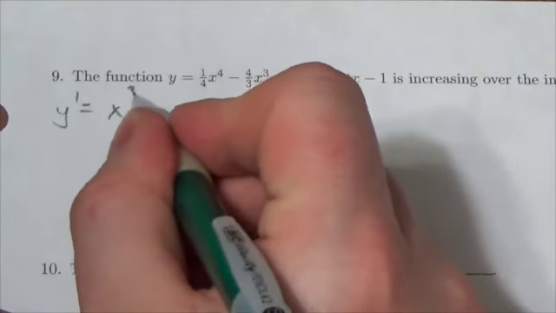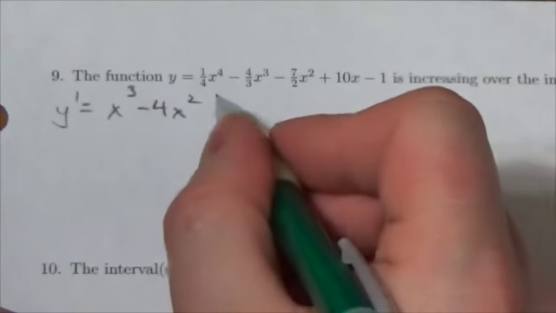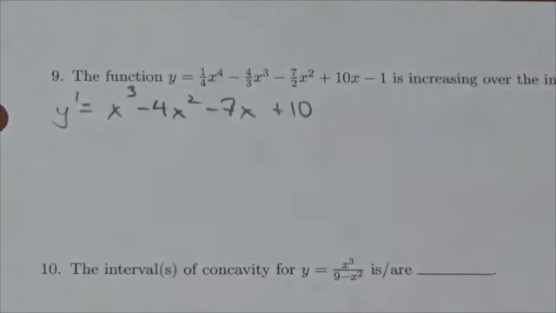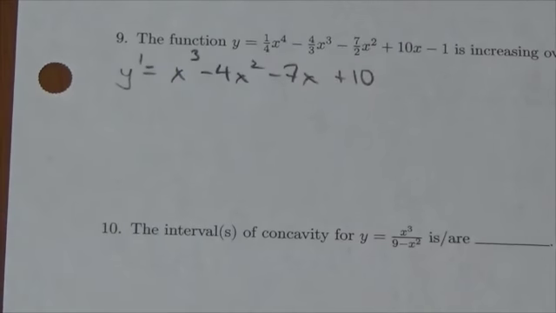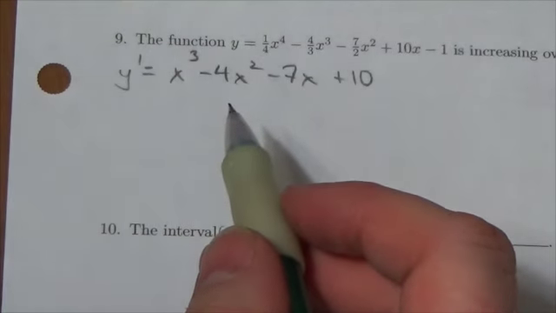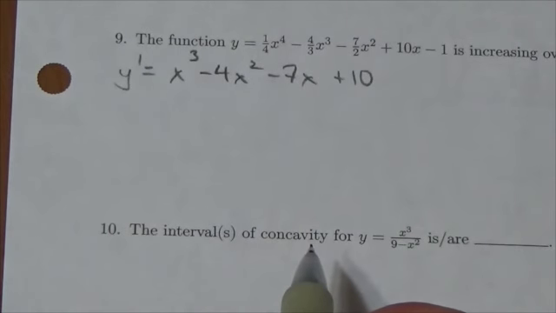That's going to give us x cubed minus 4x squared minus 7x plus 10. And we want to know what intervals that's increasing over. Oh my gosh, look at that. What a jerk I am, because man alive, that's a cubic.